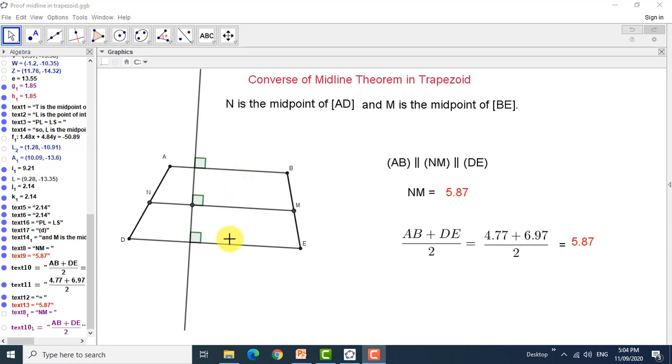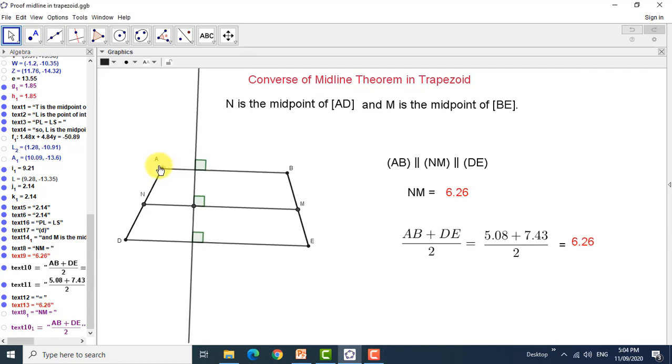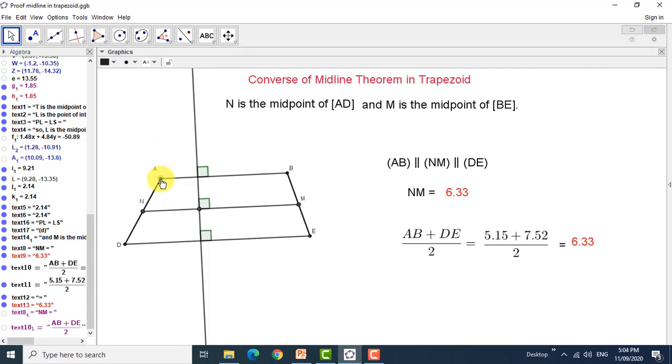the 3 segments are parallel. AB line is parallel to NM and parallel to DE. Hence, converse of midline theorem can be applied and generalized on any trapezoid, whatever the trapezoid is. The segment joining the midpoints of the two non-parallel sides of any trapezoid makes a line which is parallel to the bases of this trapezoid.